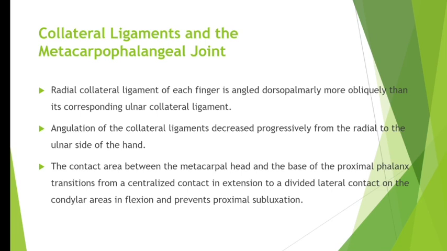And the contact area between the metacarpal head and the base of the phalanx in extension is completely centralized contact. As the finger flexes, the contact becomes more lateral. So when the contact becomes more lateral, there is a tendency for it to sublux proximally. And this unique arrangement of the collateral ligaments prevents this subluxation during flexion of the MCP joint.